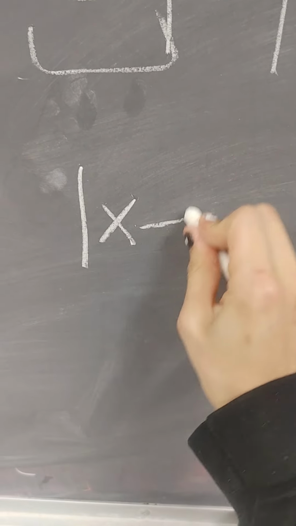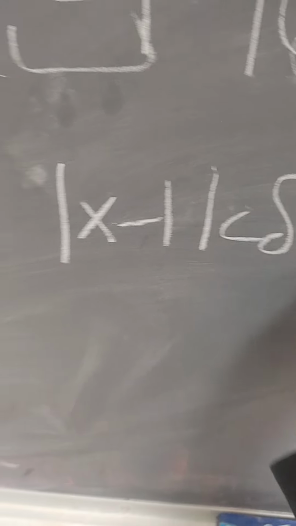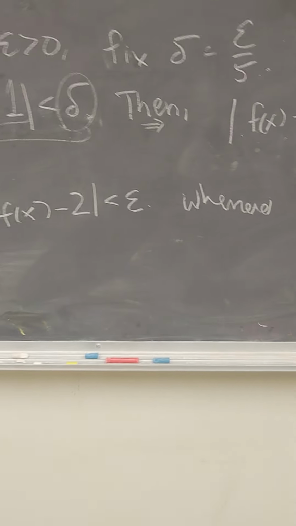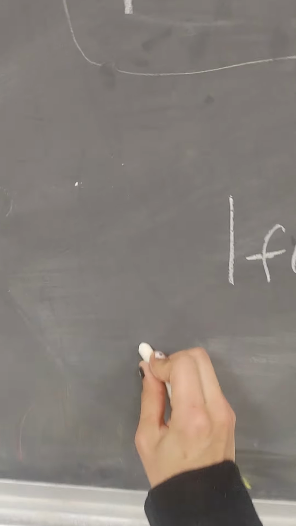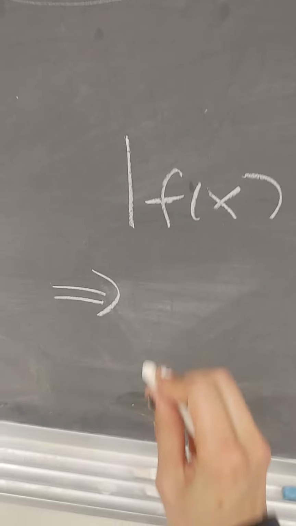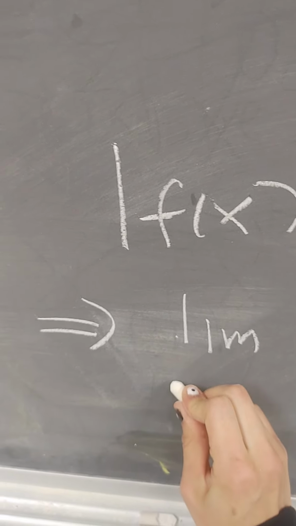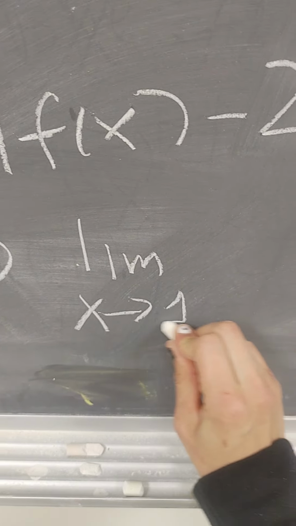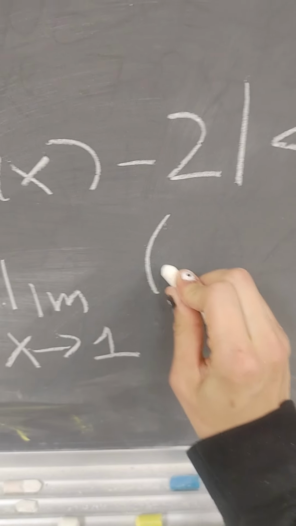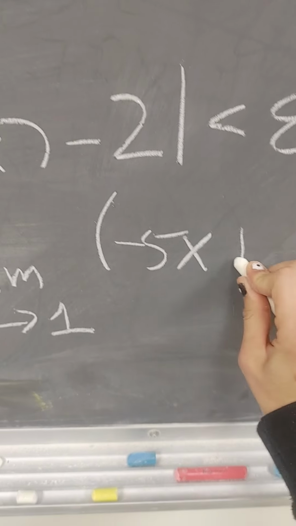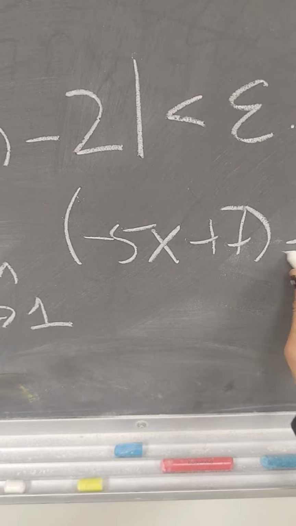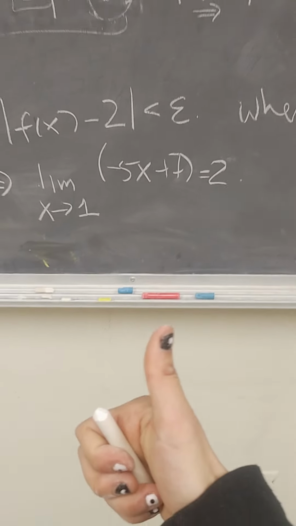Whenever the absolute value of x minus 1 is less than delta. Okay, and so this proves our point that the limit as x goes to 1 of, what was it again, negative 5x plus 7 is equal to 2.